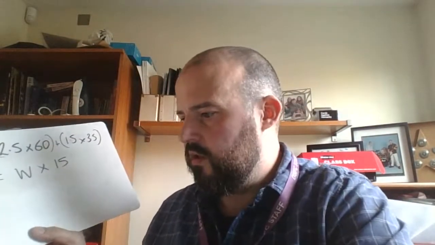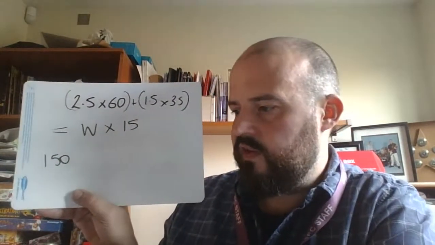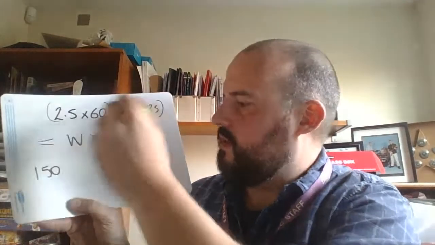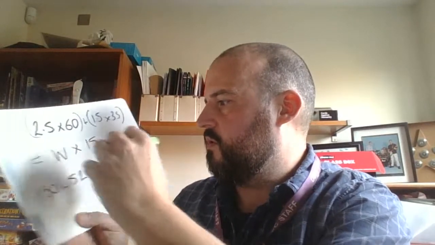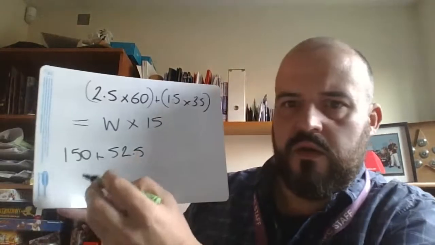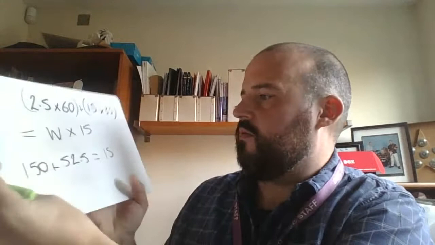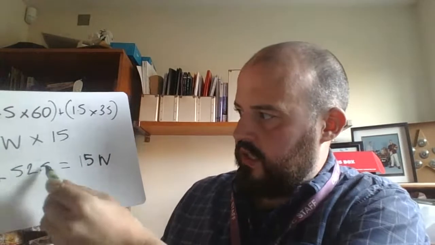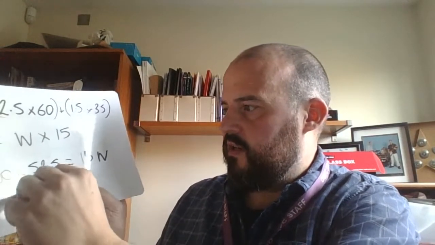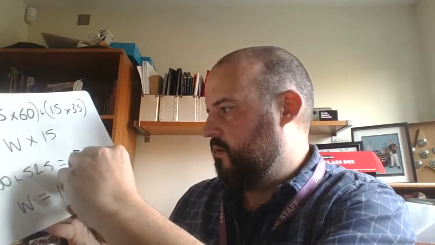So we've got 2.5 times 60, that's 150. 1.5 times 35 is 52.5. Use a calculator if you need to. That's all equal to, so I'm struggling to write on this board, 15W. Add these two together, divide by 15, and you find that W is 13 newtons, which is answer C.